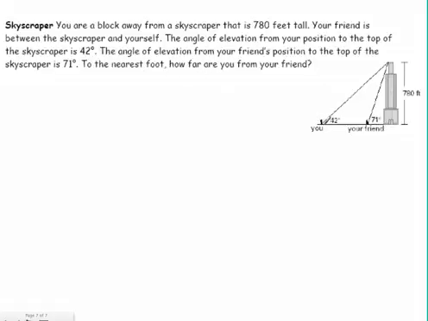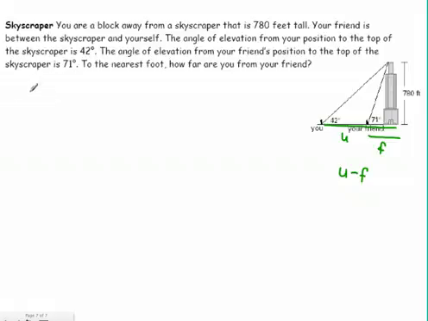So this is going to be a several part problem. First, we're going to find the distance from you to the skyscraper, and I'm going to call that distance u because it's you. Next, we're going to find the distance from your friend to the skyscraper. I'm going to call that distance f because it's for your friend. Then I'm going to take u minus your friend's distance to figure out basically how far you guys are apart, and that's going to be my final answer.